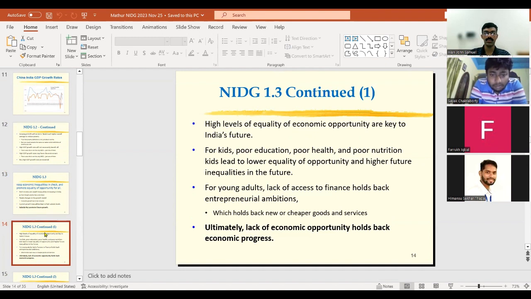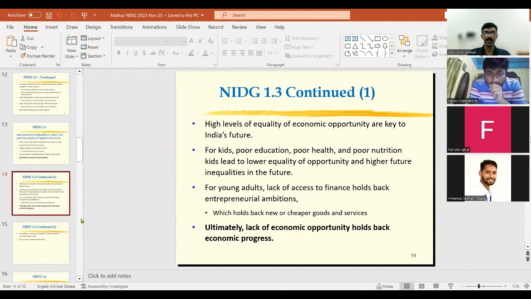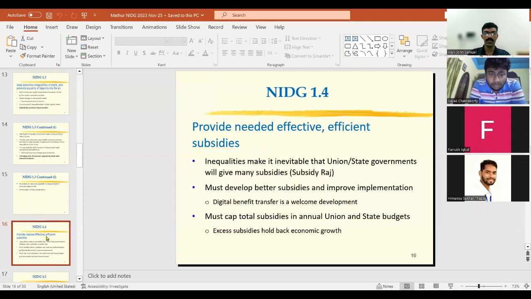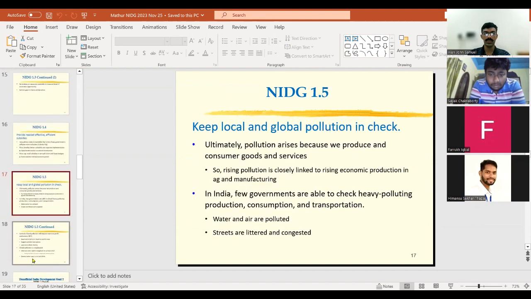And ultimately, lack of economic opportunity holds back economic progress. The women's labor force participation rate is low in India. It's too low. And you are not going to get to be an advanced country if a huge proportion of your people aren't in the workforce. But there is no real way to measure equality of opportunity, and we need to work on it. I've already talked about subsidies, so I won't go through those.